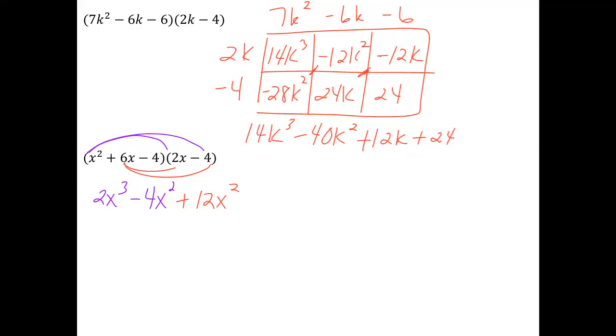12x squared and plus, nope, I'm looking at the wrong term. 6x times negative 4 would give us negative 24x. And then one more distributive property, negative 8x and positive 16. There we go. So now combining like terms, we will have 2x cubed plus 8x squared minus 32x plus 16.